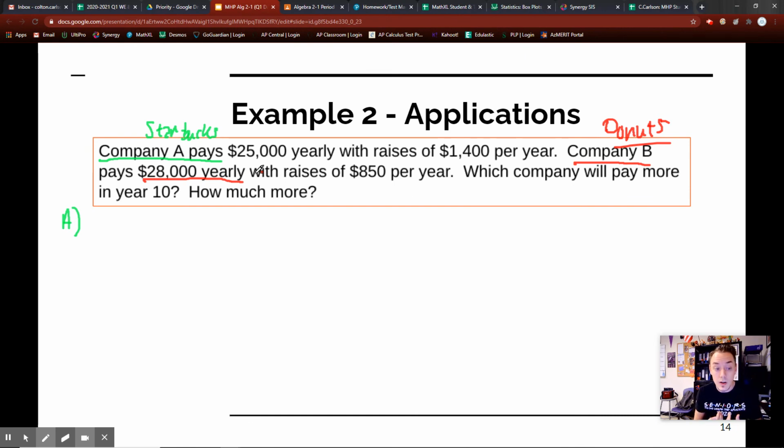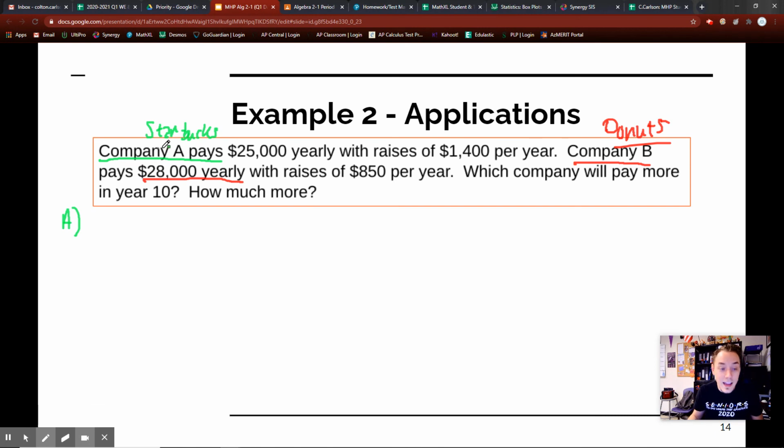So what we want to find is which one will pay more in year 10, and then also how much more. Because let's just say you have two companies that really want you, Starbucks and Dunkin' Donuts. Which one are you going to go after? Well, you need to do math, of course, because that's application stuff.